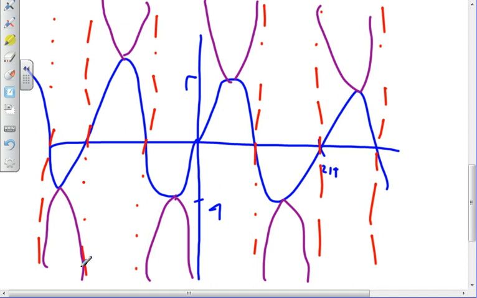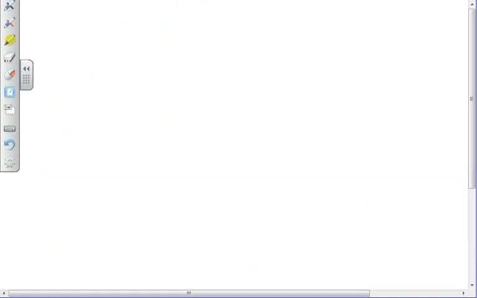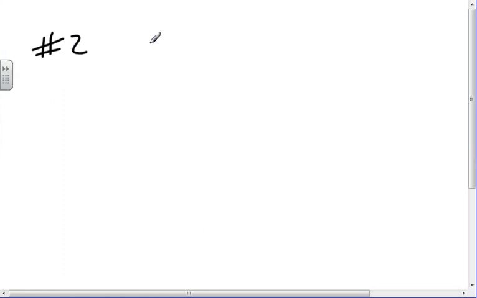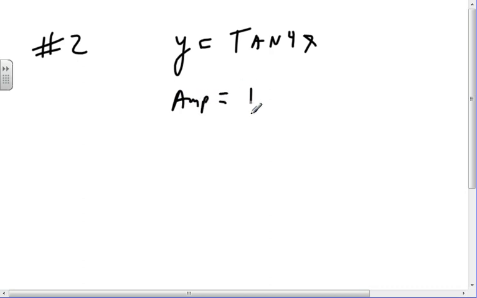All right, so now we're going to try to do a real problem, instead of these made-up things. So you get to do number 1, so I get to do number 2. Y is equal to tangent 4x. Okay, so what is the amplitude? Well, on a tangent curve, it doesn't make any sense to have an amplitude, so we don't really consider it. But okay, it's got a 1, but it's not a big deal. We're not going to do anything about it. What's the period?